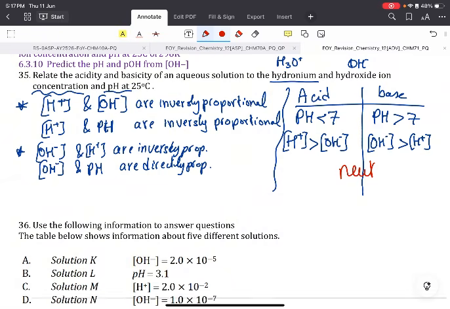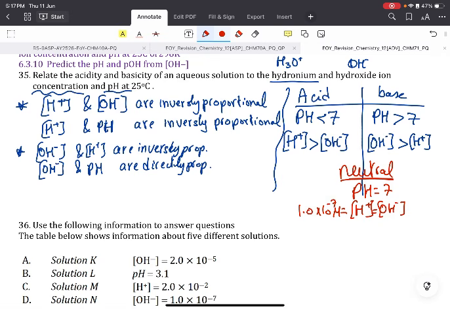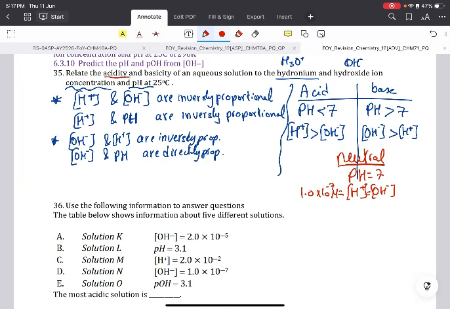Now in a neutral, what do I have in a neutral? In a neutral, pH is going to be equal to 7 and H plus is going to be equal to OH minus, and it's going to be equal to 1.0 times 10 to the power negative 7 molar. So keep that in mind. So this is how I related the acidity and the basicity, but I also added the neutrality of an aqueous solution to the hydronium and hydroxide ion concentration.